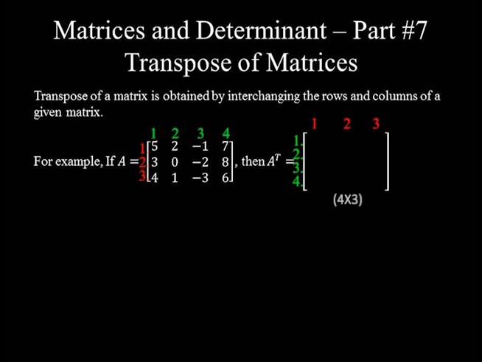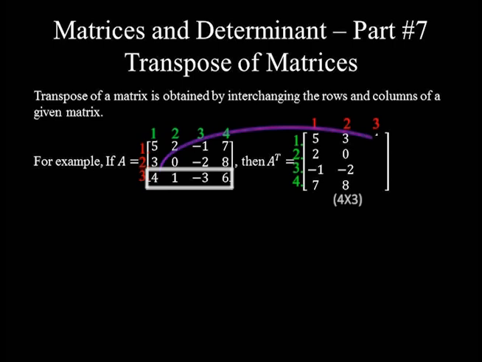Thus, A transpose equals: row 1 of A turns to column 1 of A transpose. That's column 1 of A transpose is 5, 2, -1, and 7. Row 2 of matrix A becomes column 2 of A transpose, meaning column 2 of A transpose is 3, 0, -2, and 8. And row 3 of matrix A is going to be column 3 of A transpose, that is 4, 1, -3, 6. As we already discovered, the order of A transpose is 4 by 3.